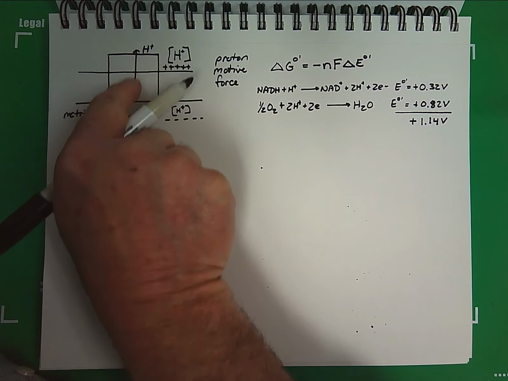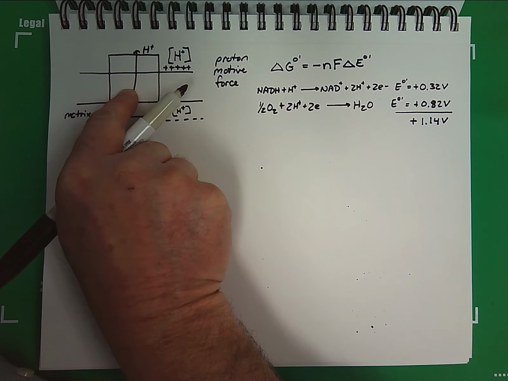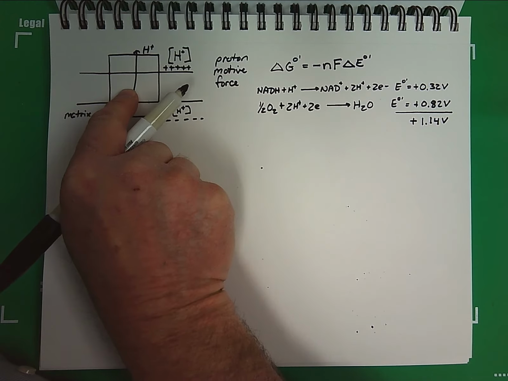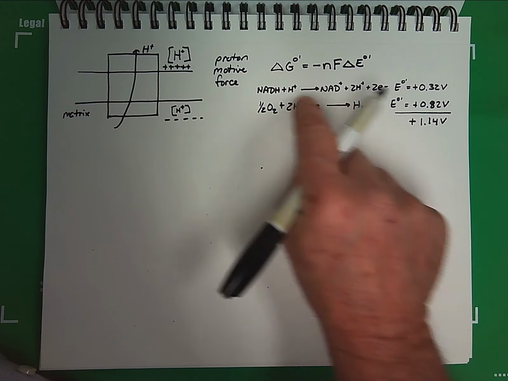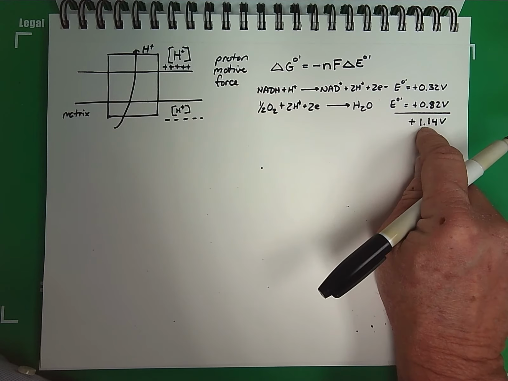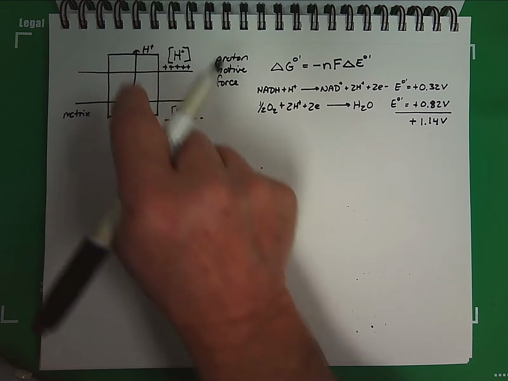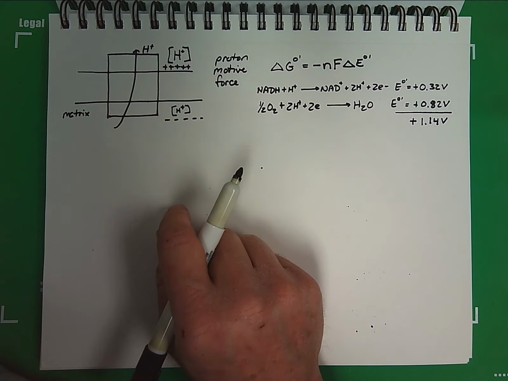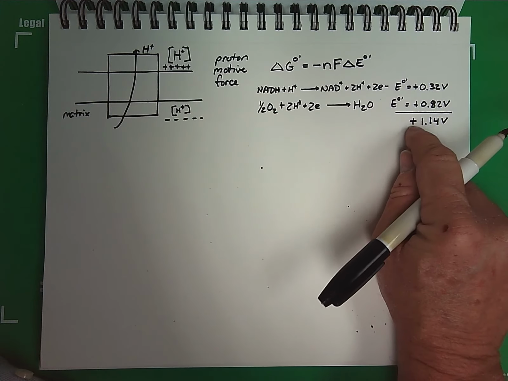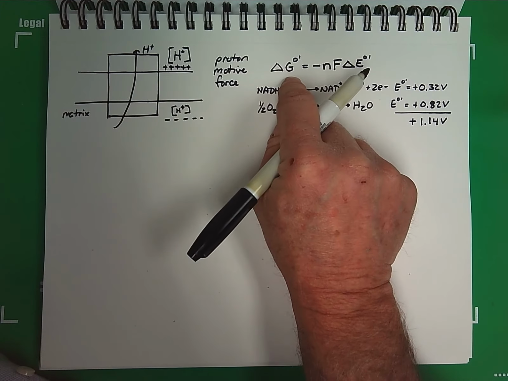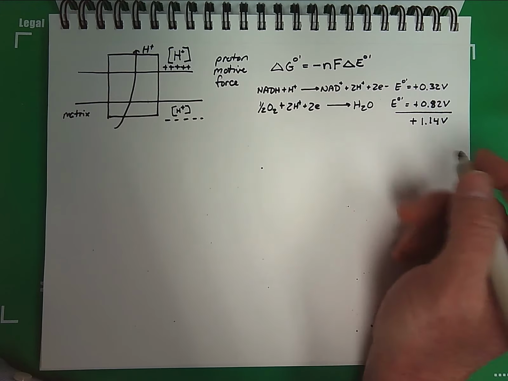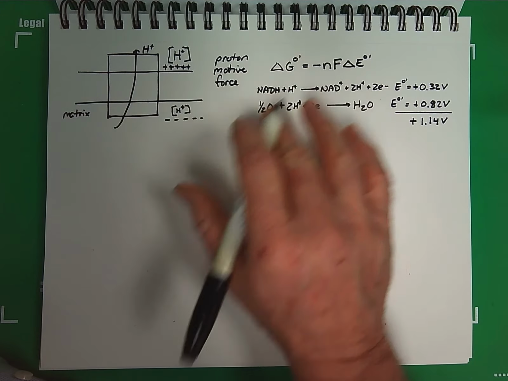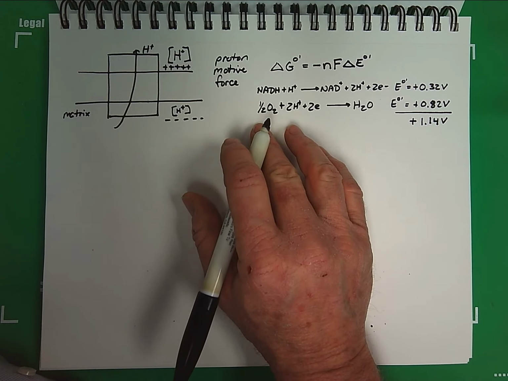Now, the pumping of protons requires energy in the form of work. This voltage change across the entire electron transport chain is the energy driving this process. So now, if we want to check what the standard free energy is of this reaction across the electron transport chain, all we have to do is plug in some numbers.